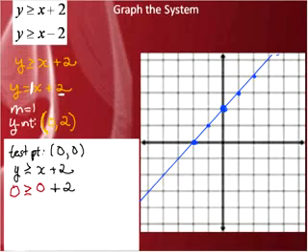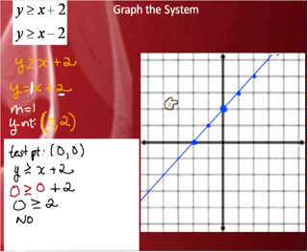I want to know if this is a true statement. Is 0 greater than or equal to 2? And that is not a true statement. So that means that I would be shading the area above the line, because 0, 0 lies below, and this is not a true statement.